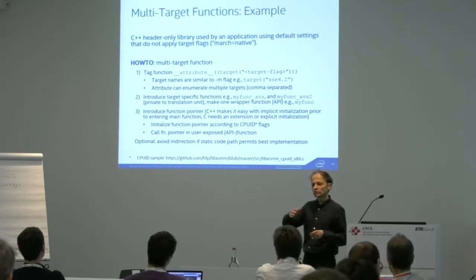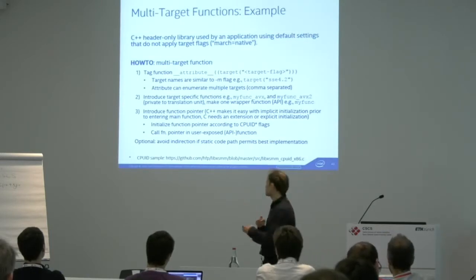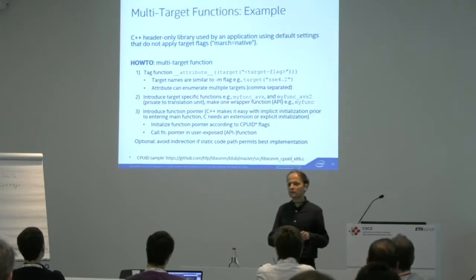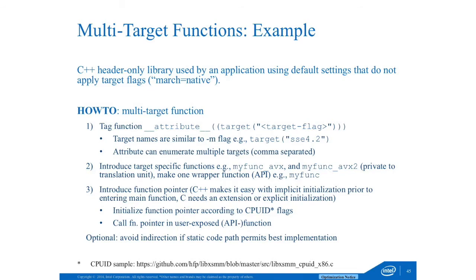And that also works if you just include a header that had such a function into an unknown environment where no target flag at all is applied. Right? And you still get something. And this is basically the flow on how to do that with an open source application. You would decorate some functions.